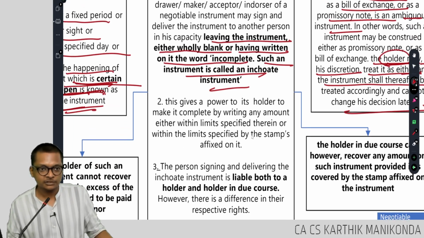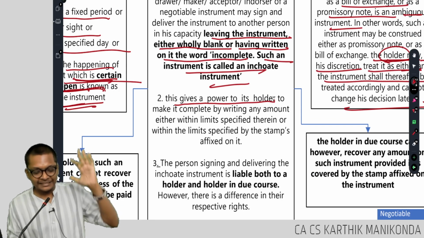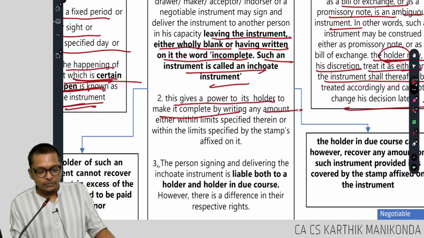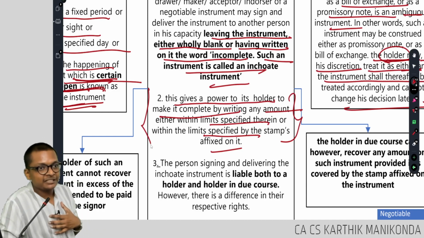Okay. This gives the power to its holder, whoever is having it, to make it complete by writing the amount within the specified limits. This is very important. Sir, what do you mean by specified limit?